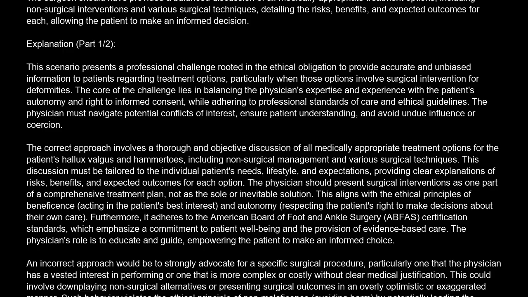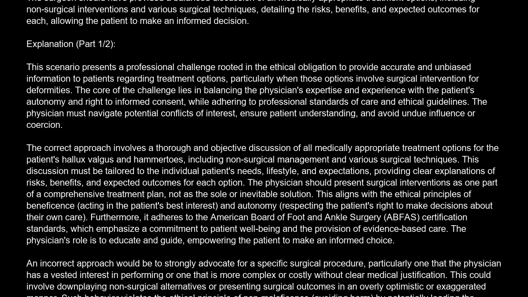This aligns with the ethical principles of beneficence, acting in the patient's best interest, and autonomy, respecting the patient's right to make decisions about their own care. Furthermore, it adheres to the American Board of Foot and Ankle Surgery, ABFAS, certification standards, which emphasize a commitment to patient well-being and the provision of evidence-based care. The physician's role is to educate and guide, empowering the patient to make an informed choice.